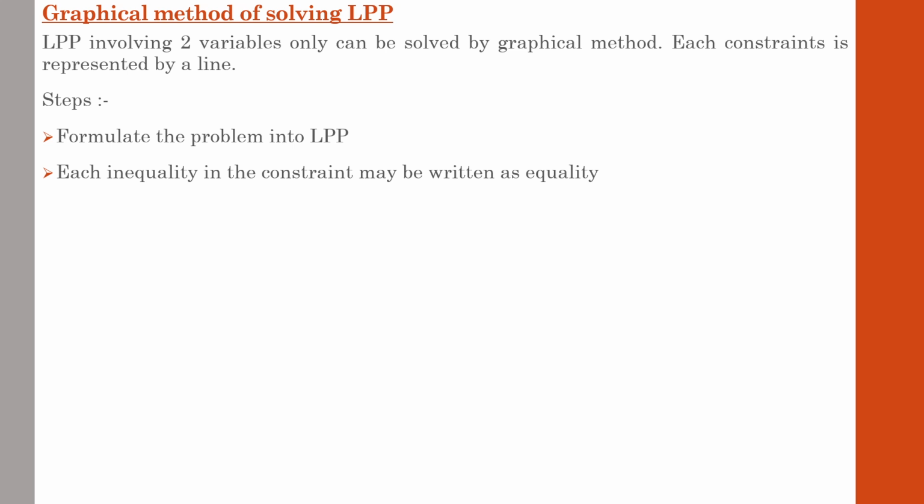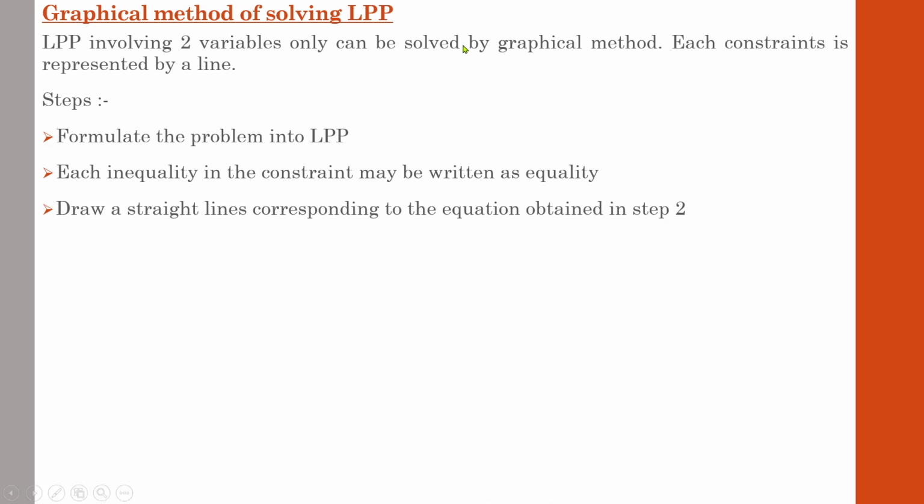That is the meaning of step two. Each inequality in the constraints may be written as an equality. That is, instead of greater than or equal or less than or equal, put a simple equal sign. Step three: draw a straight line corresponding to the equations obtained in step 2. In this case you will get linear equations. On the basis of a linear equation you will get 2 points in the graph. So connect those 2 points using a straight line. That is the meaning of step 3.